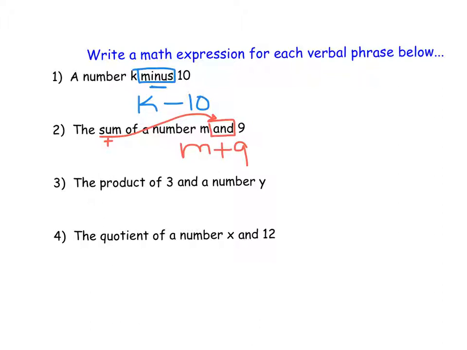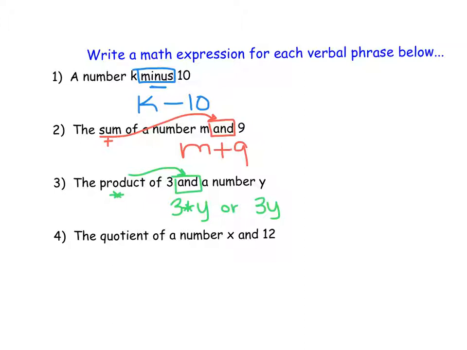The next one, we have a product, which I know is a fancy word for multiplication, of 3 and, again, this is telling us where the product or the multiplication goes. So the product of a number 3 and a number y. So here we have 3 times y, or you could just write 3y. It's ultimately up to you.